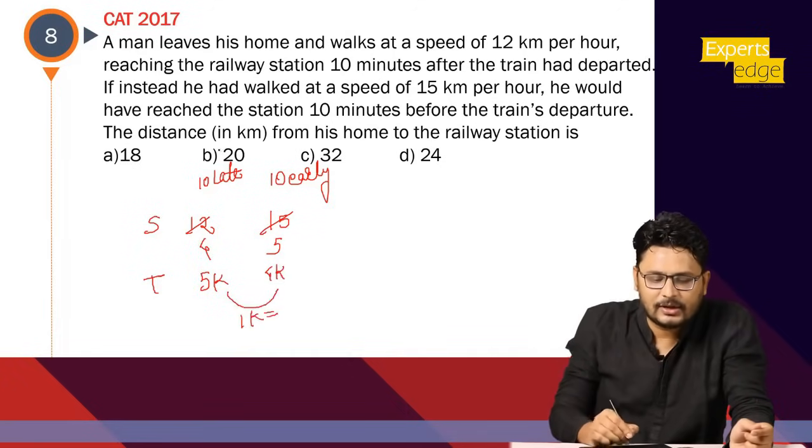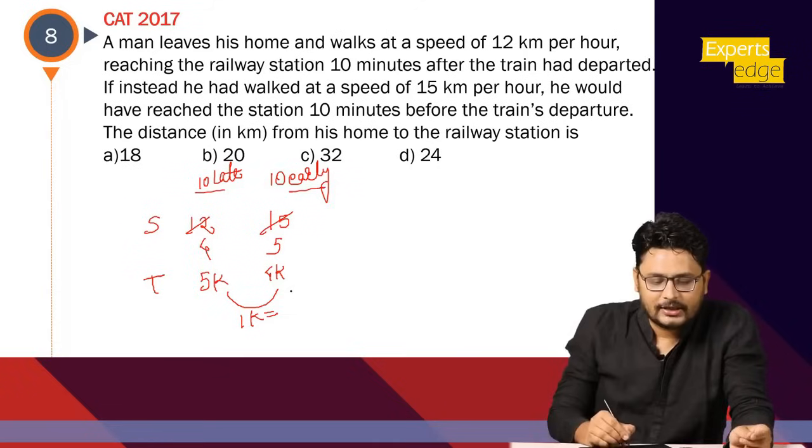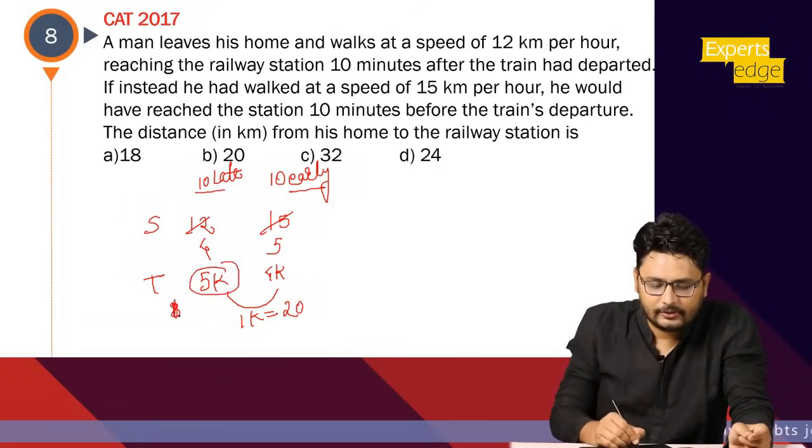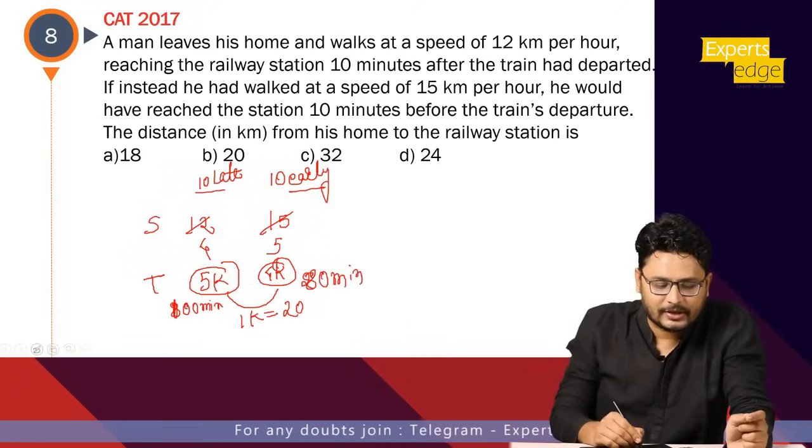Late and early indicates difference, so 1k, 1k. What is the difference now? One is late and one is early, so I need to add them. So 10 and 10, it would be 20. So here it would be 20 into 5, it would be 100 minutes here, and here 4 into 20, 80 minutes. Okay, now pick up any value and don't pick up the ratio, pick up the value, right?